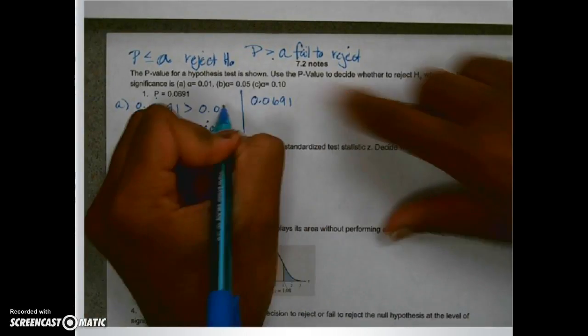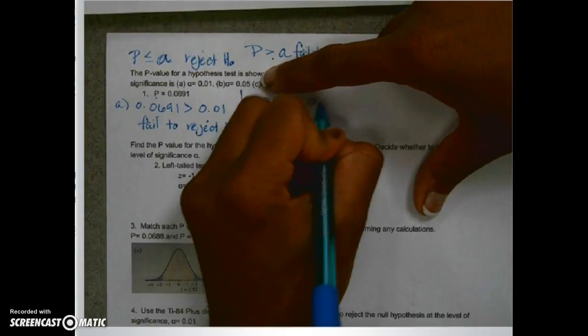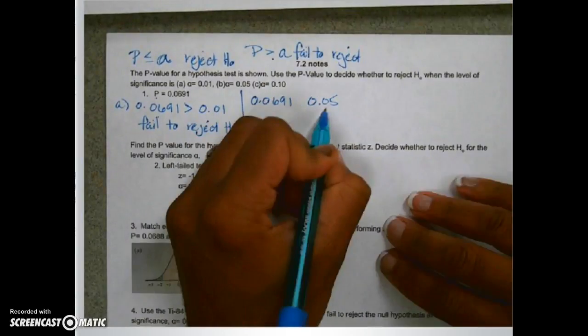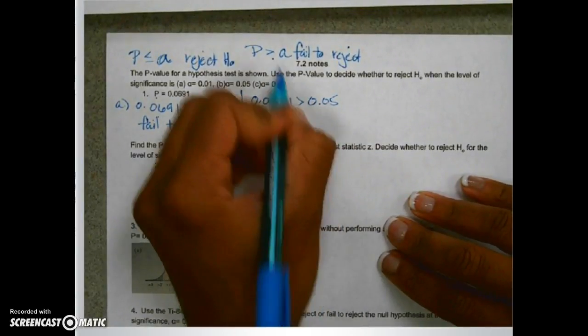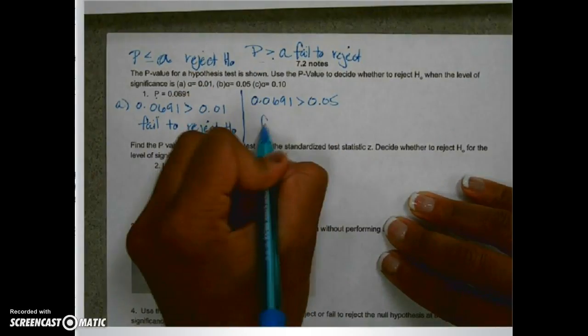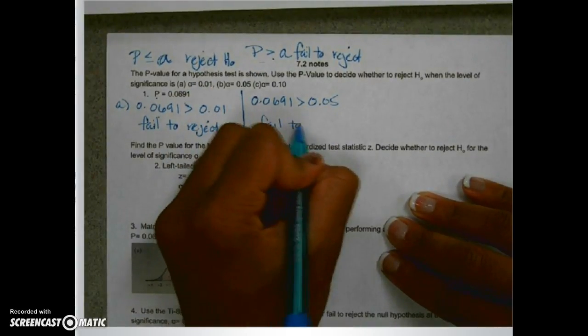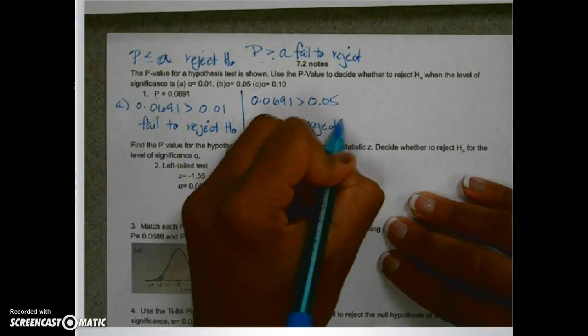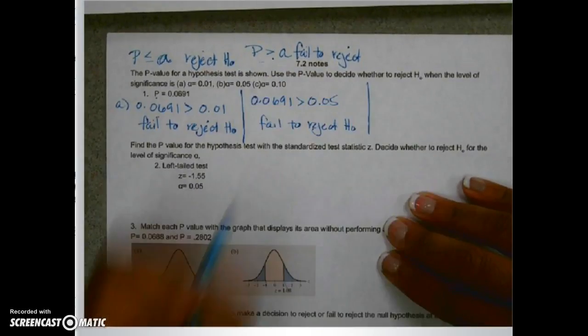Same thing. This is for part A, excuse me, 0.0691, and for part B we are now comparing it to 0.05. Well, this is smaller, so my arrow is going to point to that. And therefore I'm in another fail to reject the null hypothesis.